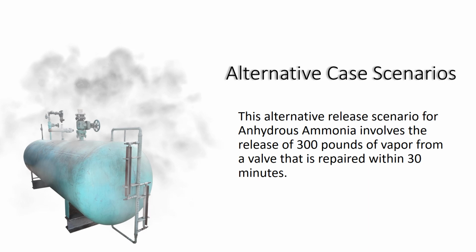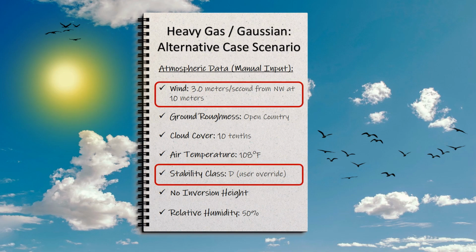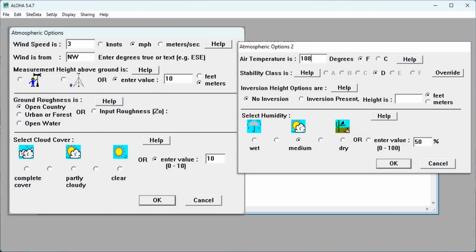This alternative release scenario for anhydrous ammonia involves the release of 300 pounds of vapor from a valve that's repaired within 30 minutes. No passive mitigation was assumed, and control is reached by means of a manual shutdown of the system. And like before, here is the alternative atmospheric conditions represented in ALOHA.